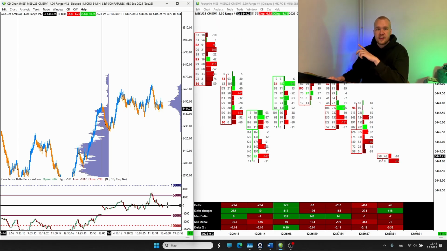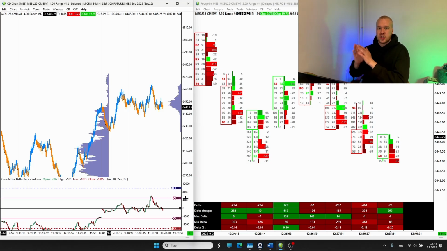And the second thing which I told you about was the strength. So 5,000 is one line. If you go above or below 5,000, that is a signal of strength. And then you have 10,000, which is pretty much absolute control on one side.